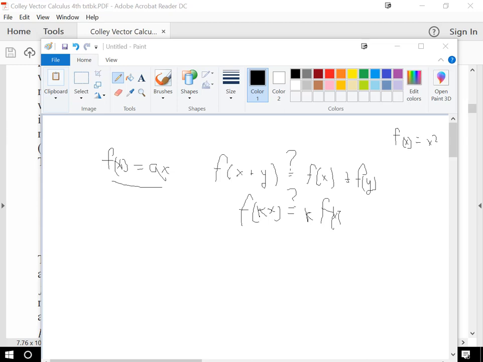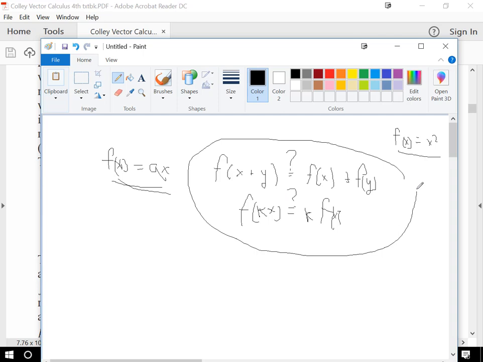You might want to look up a video on this on the internet just to make sure you understand. But you should see that this doesn't work, but this will work. So this kind of function is linear. It satisfies these two conditions or properties, okay? Whereas this is not linear.